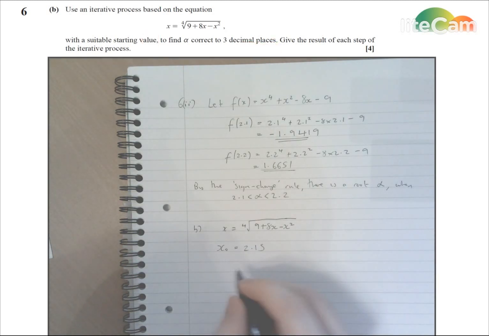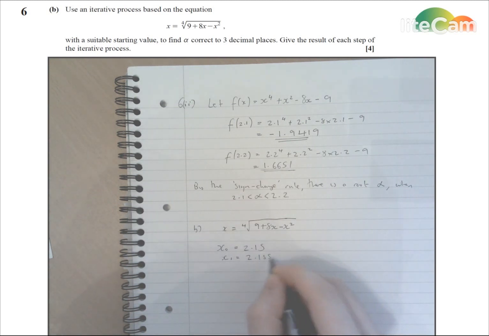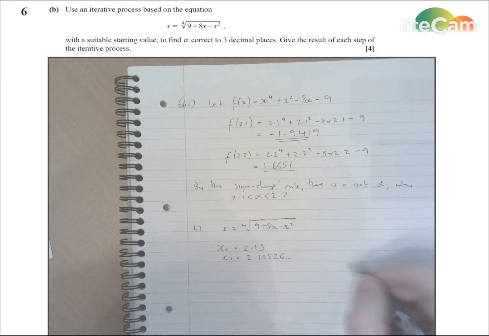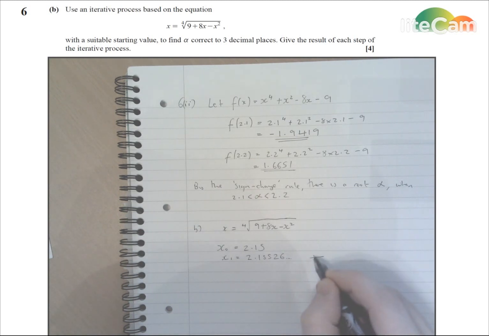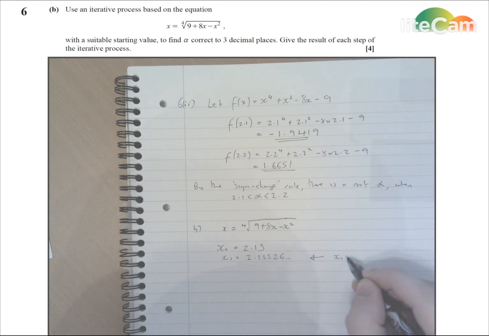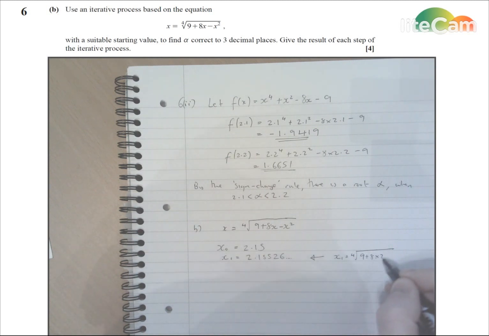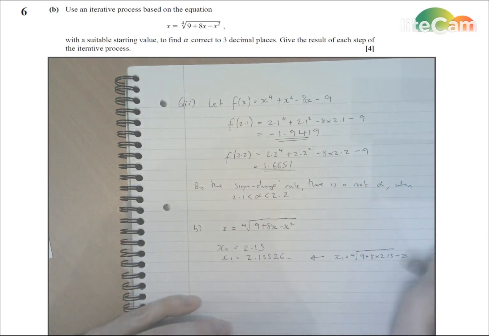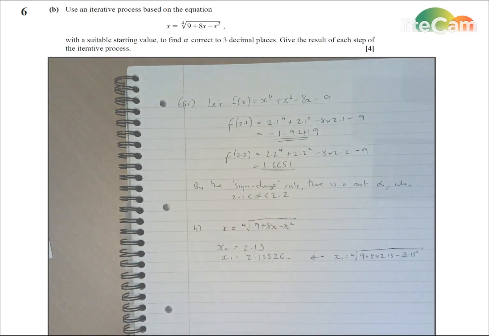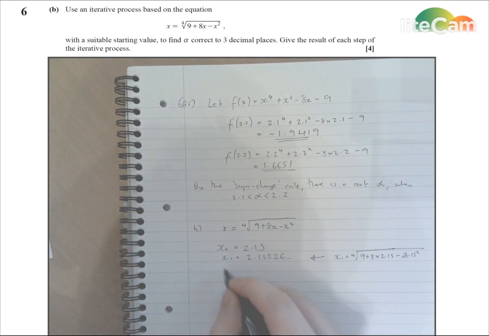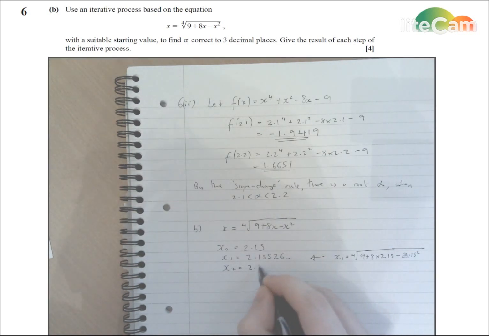So when we substitute x naught into here, we would get 2.15526. Okay, so let's just write down what we did there. We did x1 equals fourth root of 9 plus 8 lots of 2.15 minus 2.15 squared. Okay, I'm not going to write that down each time. I'm just going to assume that's what I'm doing. So now this answer, I'm going to substitute back into here for x2, and I get 2.15574.